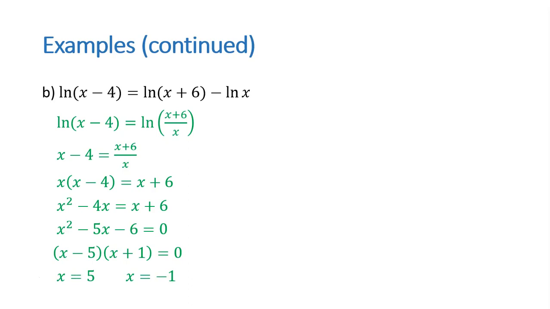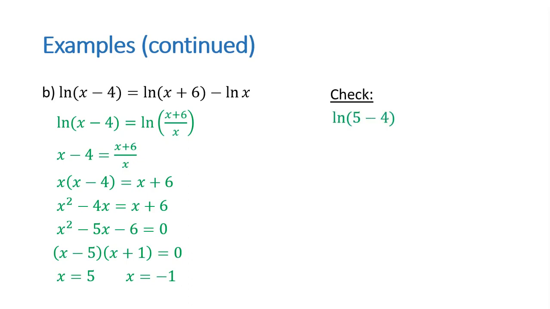In this situation, we found two solutions to our equation. That means we need to check both of these solutions. I'm going to check 5 first. So I'm going to take 5 and I'm going to plug it back into each of the logarithms in the original equation. Notice we're going to have to check this answer in three separate logarithms. That's correct. We have to check it in three separate logarithms.